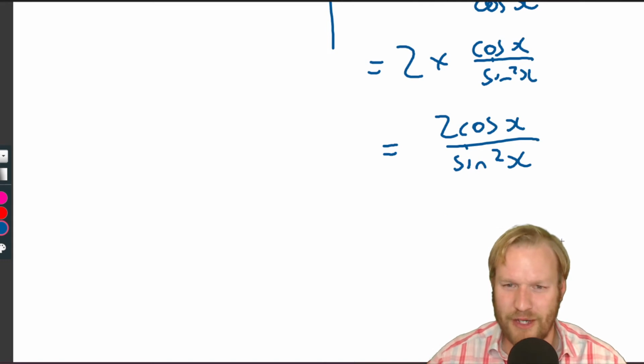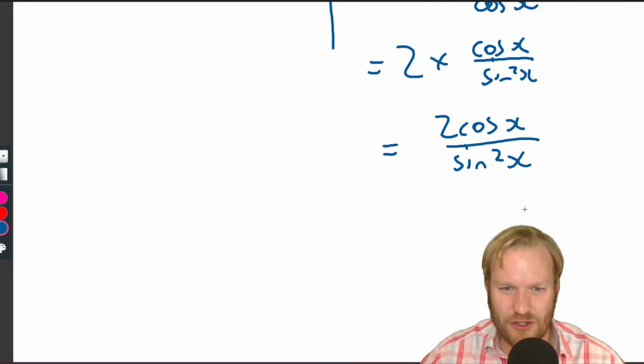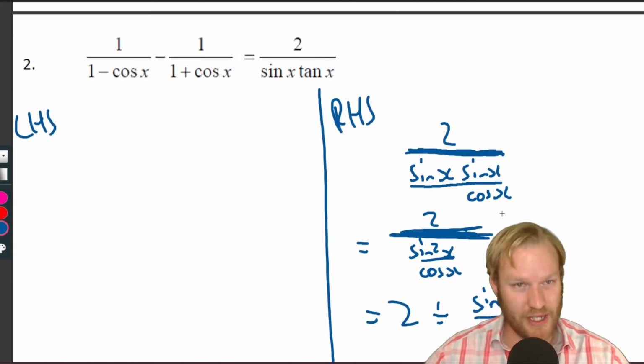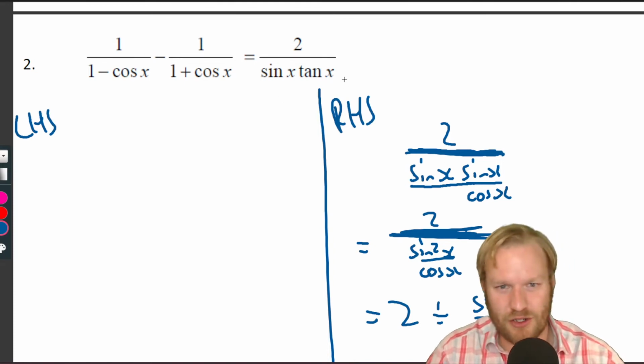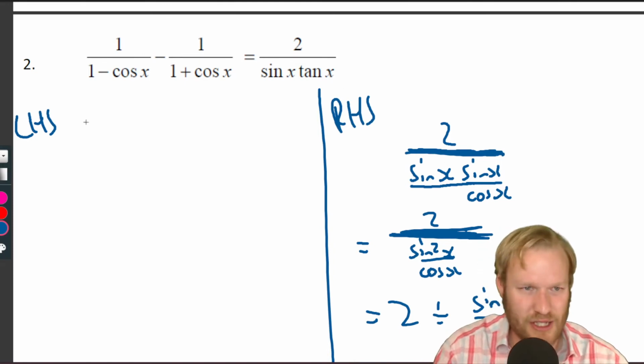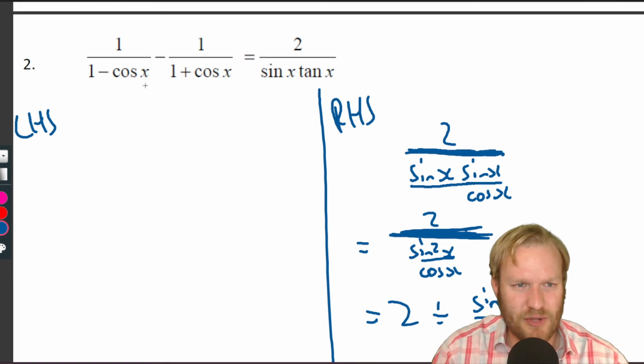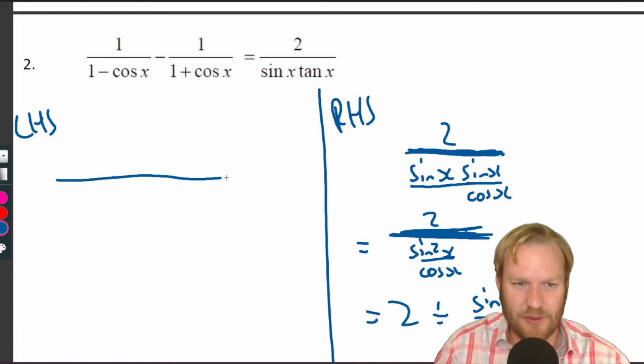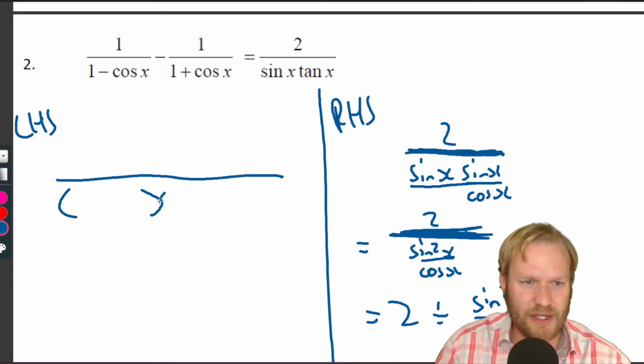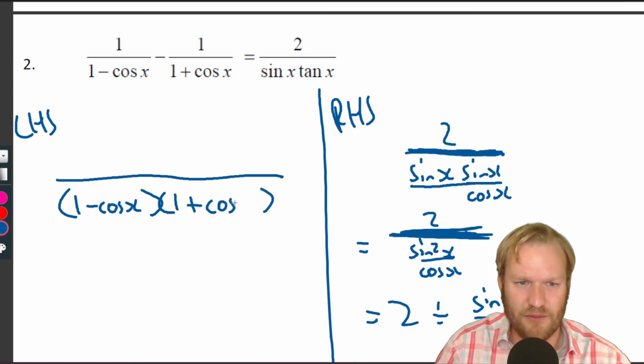Now, we may or may not use that. You might have just said, no, you know what? I'm just going to look at the left-hand side, and I'm going to work until it turns into the right-hand side. So let's do that. So the left-hand side, we could get a common denominator. And our common denominator here is, well, we just need to multiply these two denominators together.